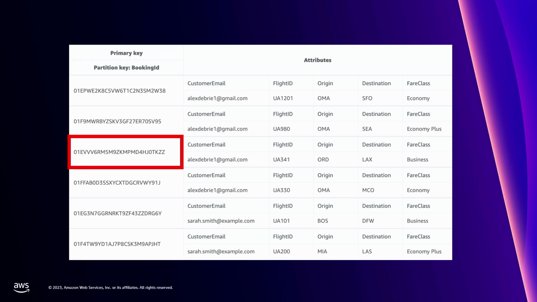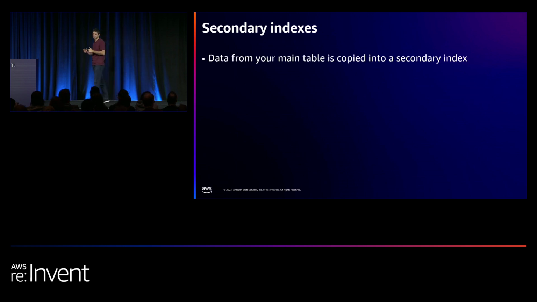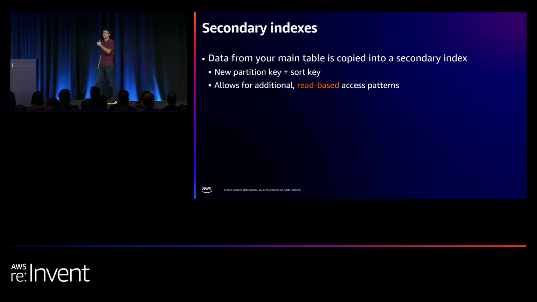And now if we want to retrieve an individual booking item, we can do that just by going to that secondary index. So secondary index, last key term and concept we want to think about there. Again, what's happening is data from your main table is getting copied into this secondary index. It's the same data. It's just sort of restructured. You can use a new partition key, a new sort key for that. This allows for additional patterns, but they have to be read-based patterns. You can't write to a secondary index.